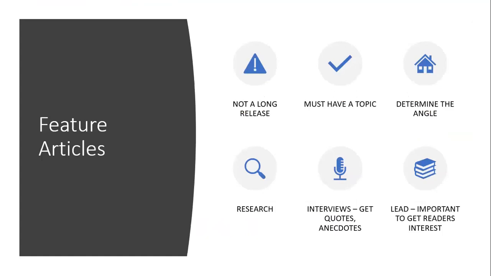It must have a topic. You must determine what you are writing about. You must do your research beforehand. That will help bolster the story. It will be better if you interview persons so you can get quotes and anecdotes. Anecdotes help to carry the story along and add interest. And direct quotations make the article more readable as it sounds more like a conversation.